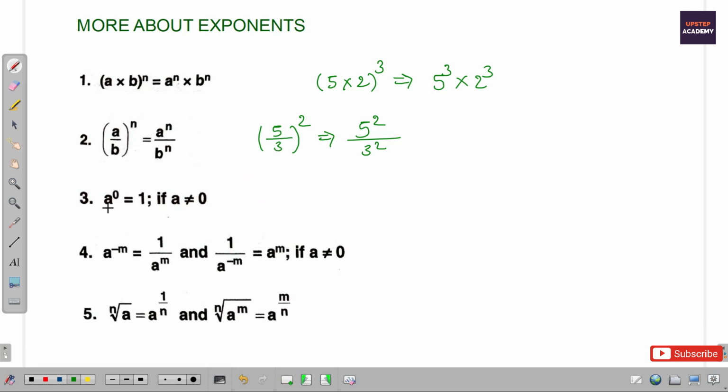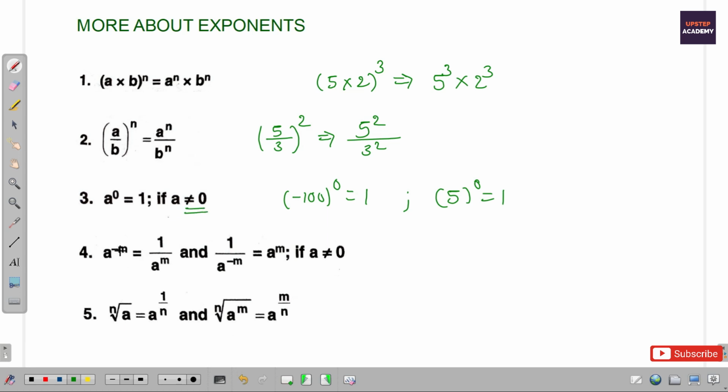Here is another thing, a raised to 0 is equal to 1 if a is not equal to 0. I can give you an example of it. 100 raised to 0 is equal to 1. 5 raised to 0 is also equal to 1. It means any number raised to 0 is 1, but that number should not be equal to 0.